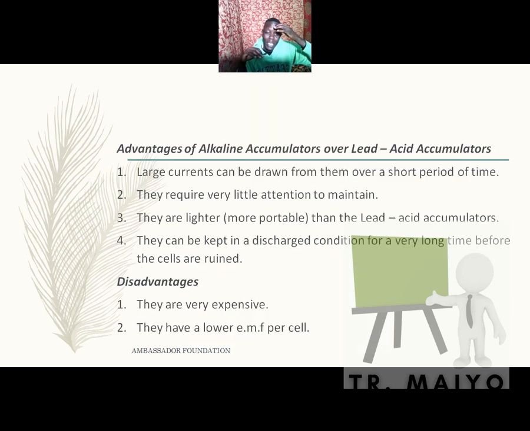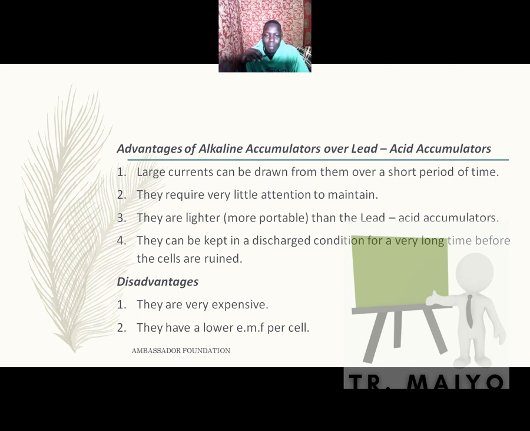Now let's look at the advantages of this over the lead acid accumulator. What is the advantage that the nickel alkaline accumulators have over the lead acid accumulators? Large currents can be drawn from them over a short period of time, and they require little attention to maintain. They are lighter than lead acid accumulators, so you can walk around with them. They can be kept in a discharged condition for a very long time before sulfation or before the cells are ruined. But they are very expensive and they have a lower EMF per cell.